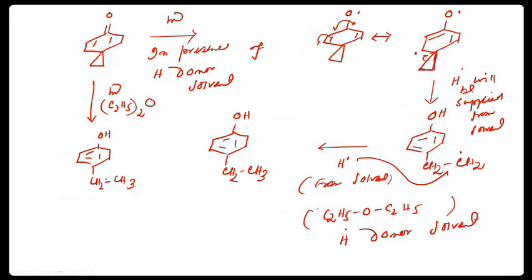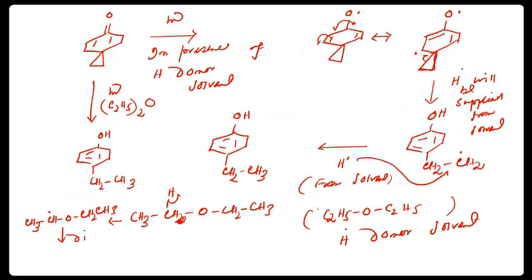Another thing: CH3CH2OCH2CH3, this is diethyl ether. If it donates, let's say, this hydrogen, then it is going to convert into CH3 CH dot O CH2 CH3. Now this dot can dimerize.